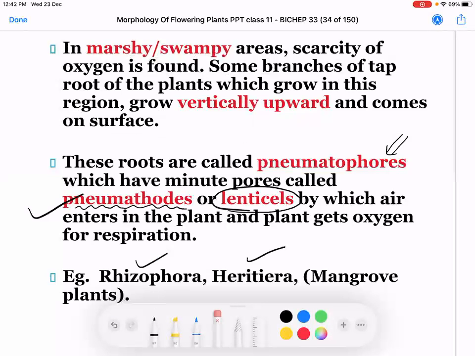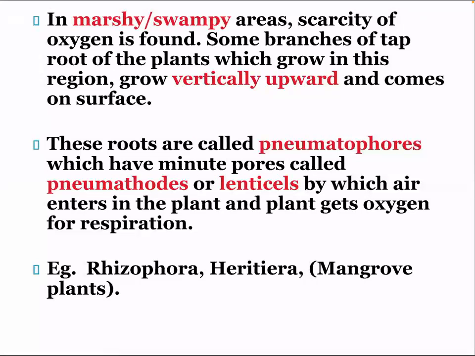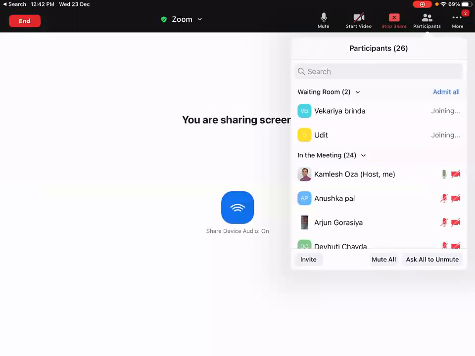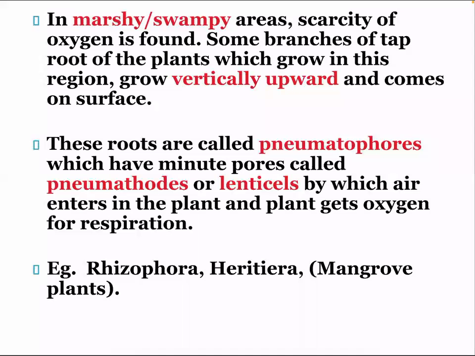So this is the story about the special respiratory mechanism, the special adaptation shown by the roots. Please take the screenshot. Right. Please take the screenshot now. Just a moment.